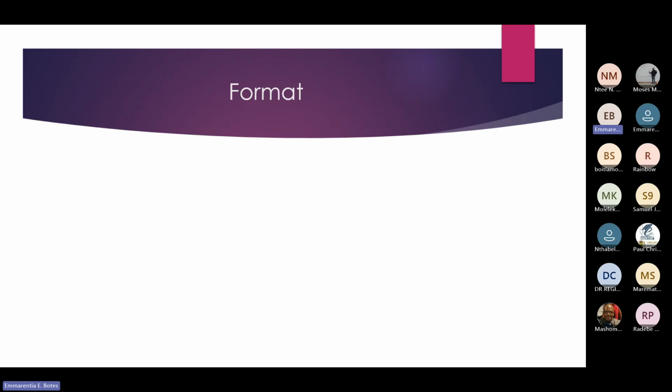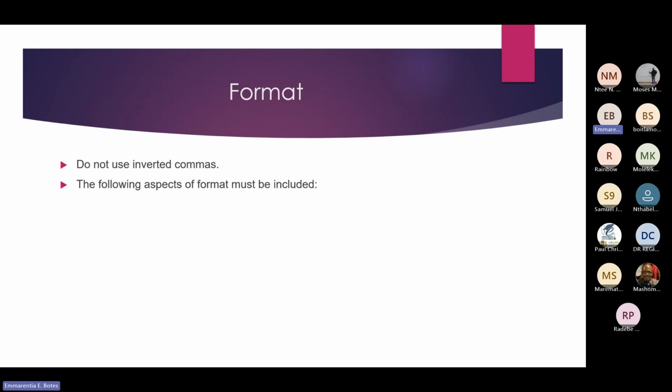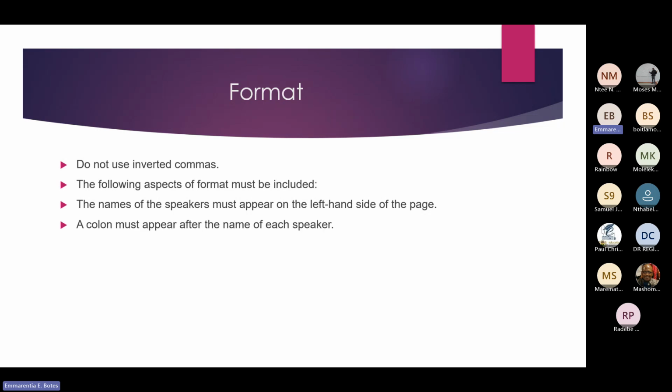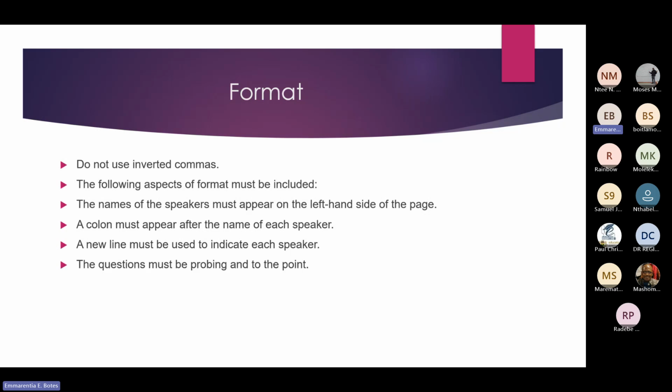Let's look at the format of our dialogue. We don't use inverted commas, and the following aspects of the format must be included. Remember, even though it is a conversation and we are used to using inverted commas, we don't do it in the dialogue because we already know that it's a conversation. The names of the speakers must appear on the left-hand side of the page. A colon must follow the name of each speaker, and a new line must be used to indicate each speaker.